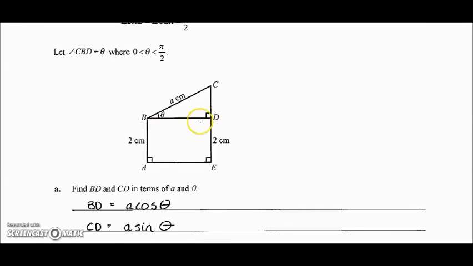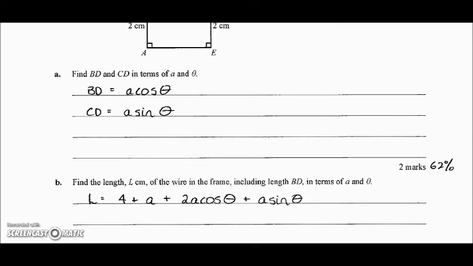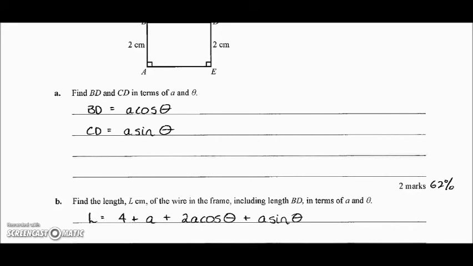We want to find BD and CD in terms of A and theta, and that was really just using SOHCAHTOA, which you would have learned in year 9. So BD we can do using the fact that cos theta is equal to BD over A, so BD is equal to A times cos theta, and in a similar way CD is equal to A sine theta.